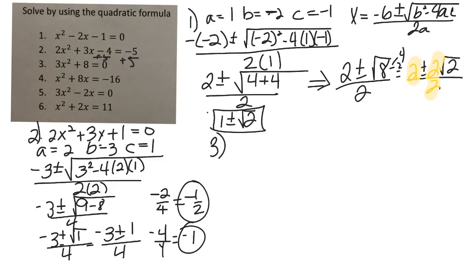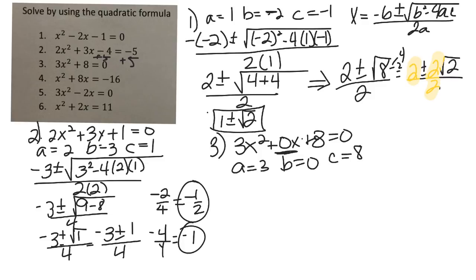Number 3. It's already equal to 0. We have 3x squared plus, I'm going to fill in this, 0x plus 8. You don't have to fill that in, but you need to recognize that because there's no bx term, the b is 0. So it's a equals 3, b equals 0, and c equals 8.